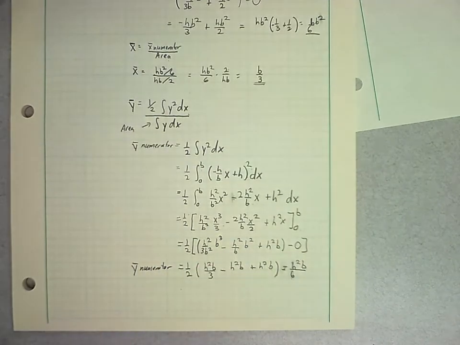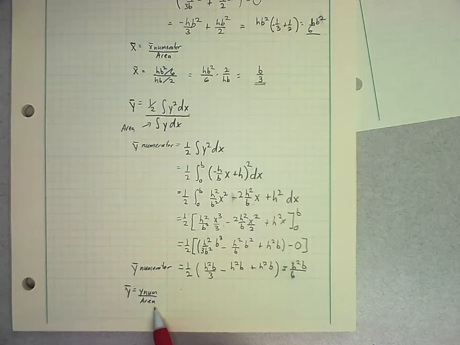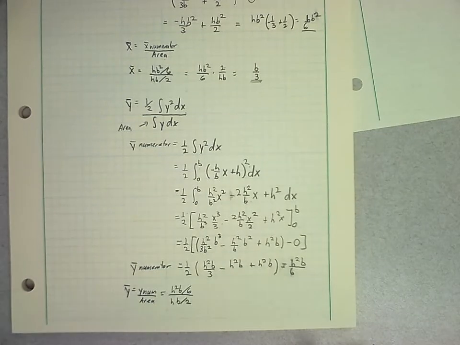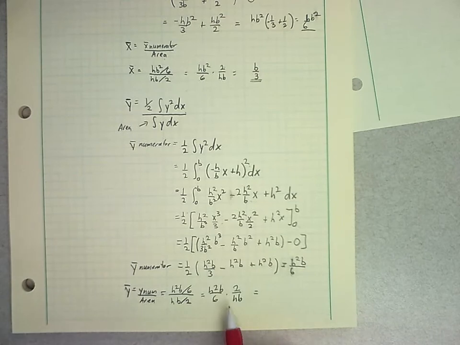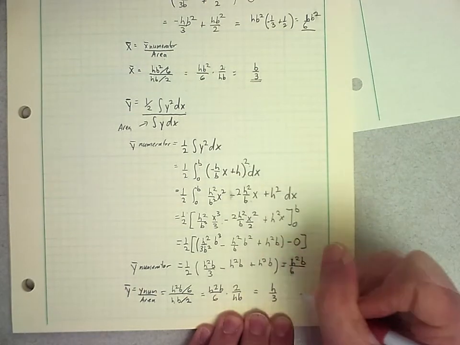So we haven't found our answer yet. We have to divide it by the area to get the actual centroid. So y bar is our y numerator divided by the area. We plug in those values: h squared b over 6 divided by hb over 2. This is the same as just flipping this over here and multiplying those things together. We can see lots of things cancel. The b's cancel, one of the h's cancels, we're left with an h here. The 2 and 6: the 2 cancels and leaves the 3 there. So we're left with h over 3.